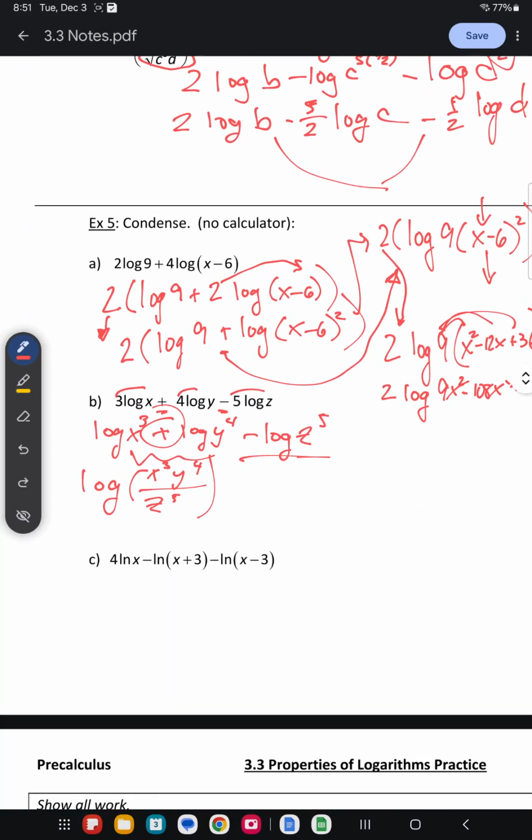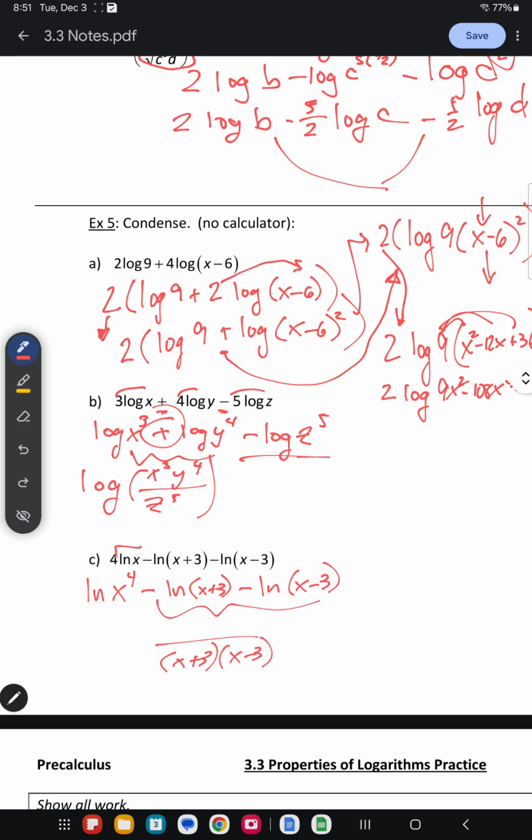Okay, the last example here before you guys do some practice. So if we have a 4, we know that we're going to get ln of x to the 4th. Okay, and then we're subtracting an ln of an x plus 3, and then subtracting again an ln of an x minus 3. So since these two terms are being subtracted, they both are going to go into the denominator like this. Okay. And then the x to the 4th goes on top. And then all of this is the parenthesis of ln.